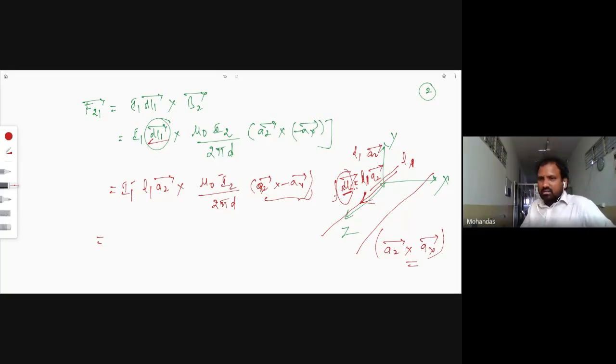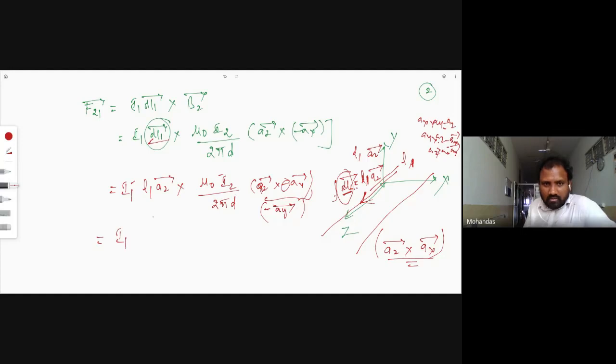Ax, Ay, Az. Next, Ay, Az, Ax. Az, Ax, Ay, okay, cross. So this becomes Ay, but already there is a minus, so the resultant will be minus Ay.